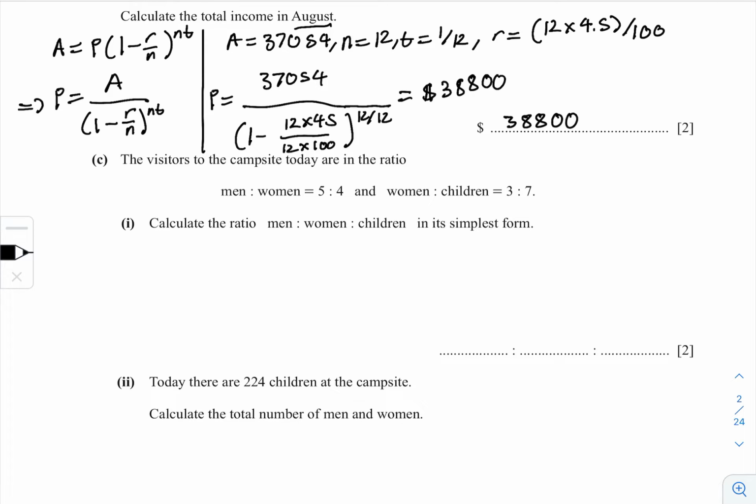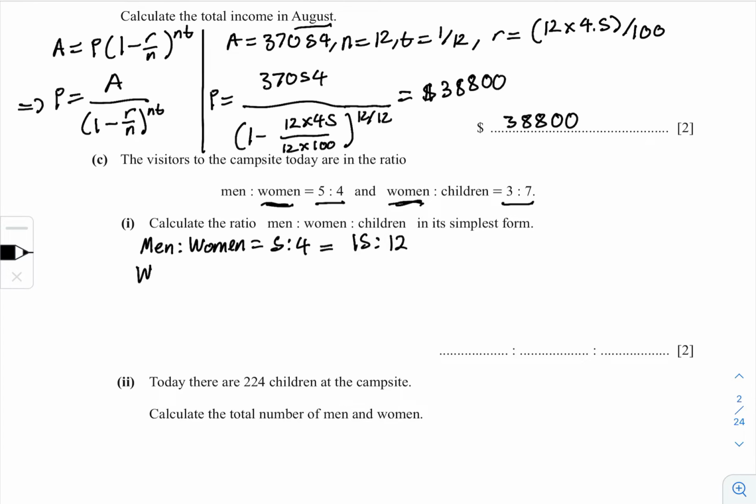In question 1C, it mentions that the visitors to the campsite today are in the ratio of men to women 5 to 4 and women to children 3 to 7. Calculate the ratio of men to women to children in its simplest form. So the common ground that we have here is women in both parties. Therefore, the key is to make the ratio the same for the women. That allows you to combine these ratios together. So to start off with, men to women initially is 5 to 4. Multiply that by 3, you get 15 to 12.